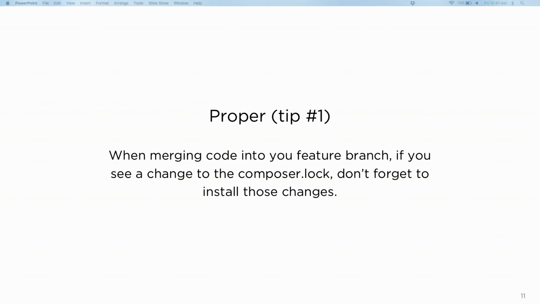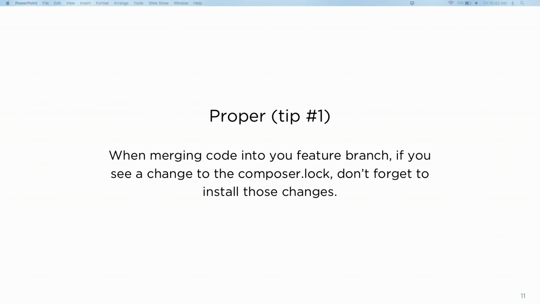Next pro tip, or proper tip: when merging your code into your branch, and you see changes to the composer.lock file, don't forget to install those changes, right? Obviously, if you're the only one working on the project, you're never going to run into this issue. But if you're working on a team, someone else adds a module. When they're done, they commit their composer.lock and their composer.json.